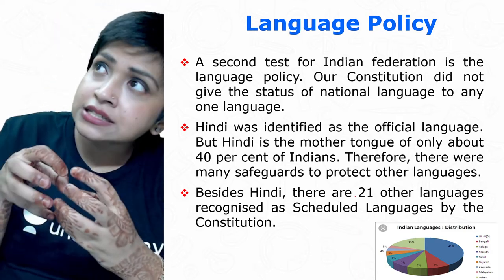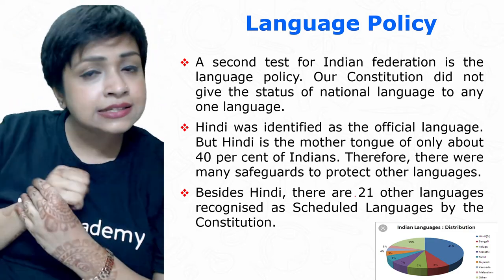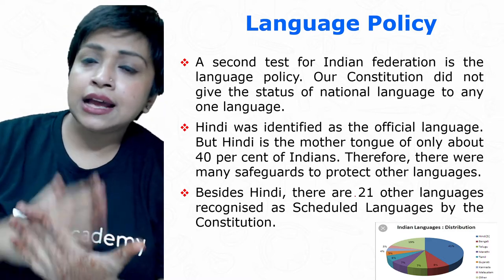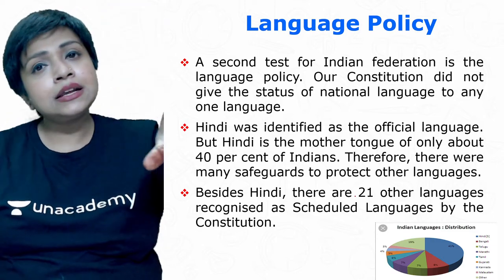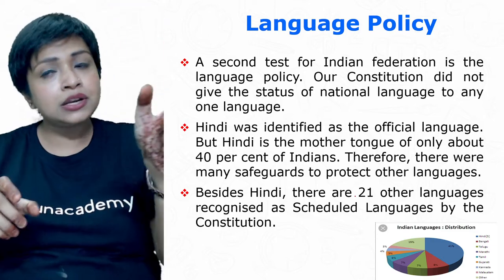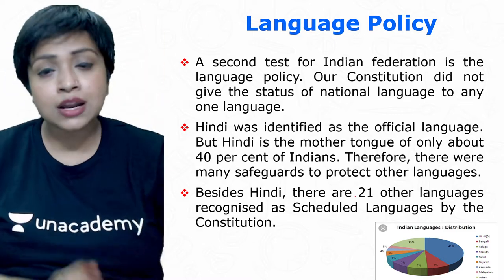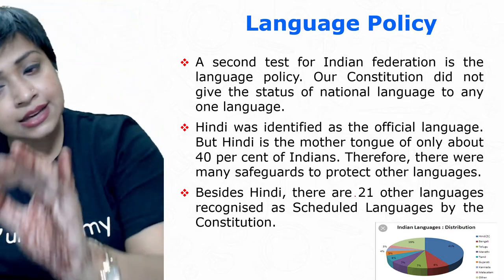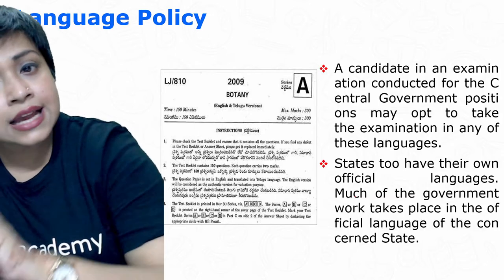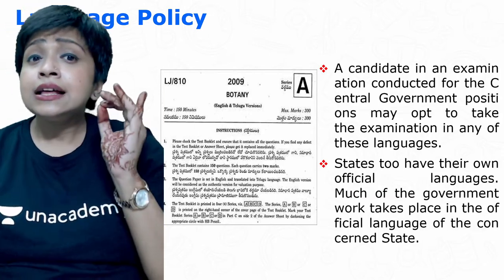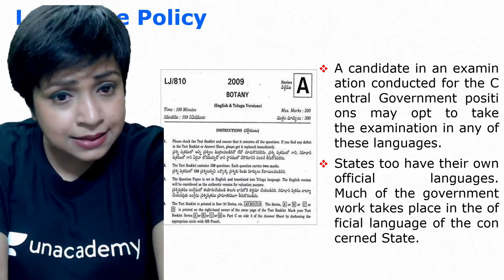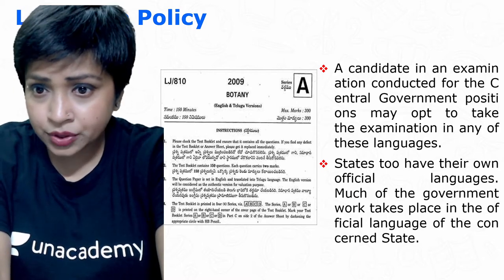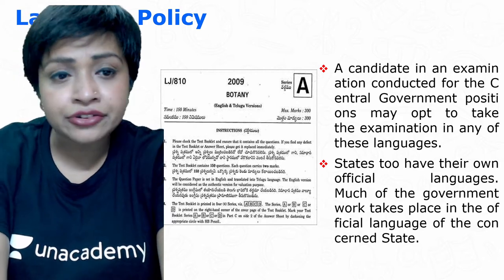So how can I just give one language a place of prominence as the national language? Instead of declaring any one single language to be the national language of a country, what we have done is, along with Hindi, we have taken another 21 languages. That makes it 22 languages. They have been declared as scheduled languages by our constitution. These are the scheduled languages, the languages that are accepted and recognized by our constitution.